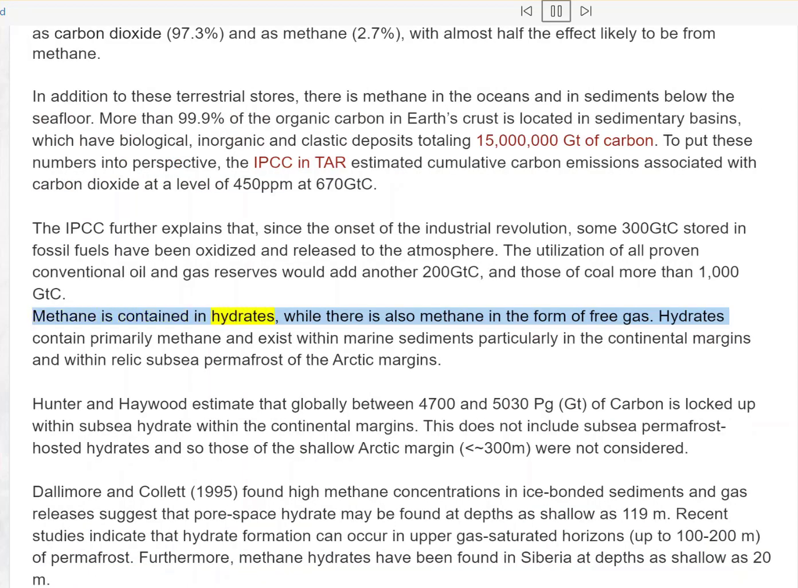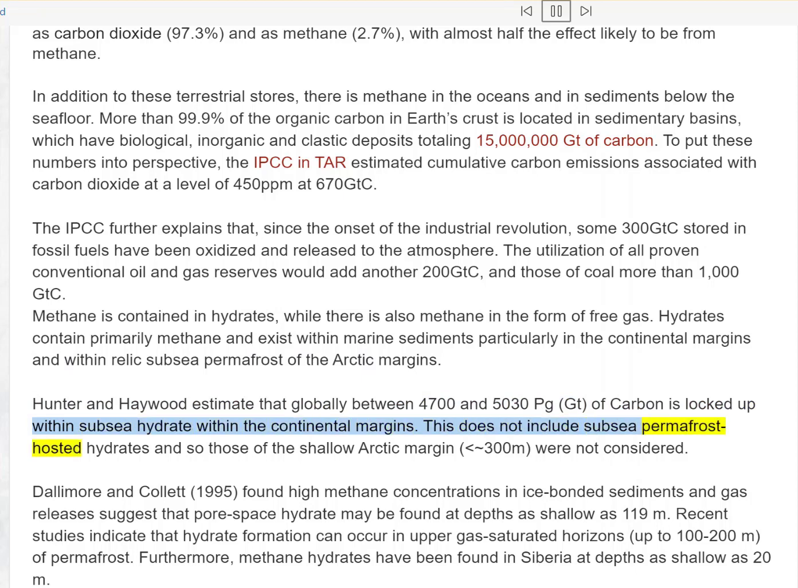Methane is contained in hydrates, while there is also methane in the form of free gas. Hydrates contain primarily methane and exist within marine sediments, particularly in the continental margins and within relic subsea permafrost of the Arctic margins. Hunter and Haywood estimate that globally between 4,700 and 5,030 pg/GT of carbon is locked up within subsea hydrate within the continental margins.